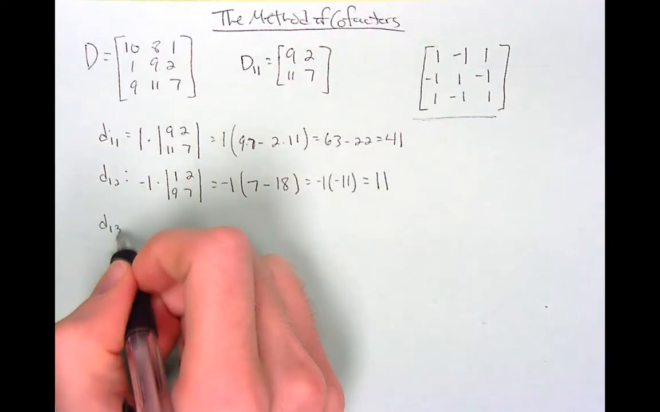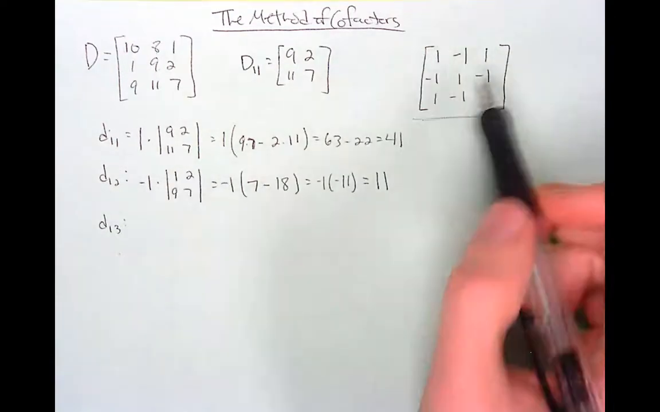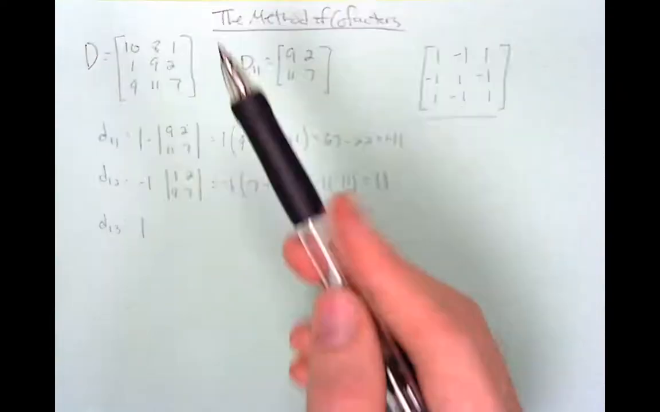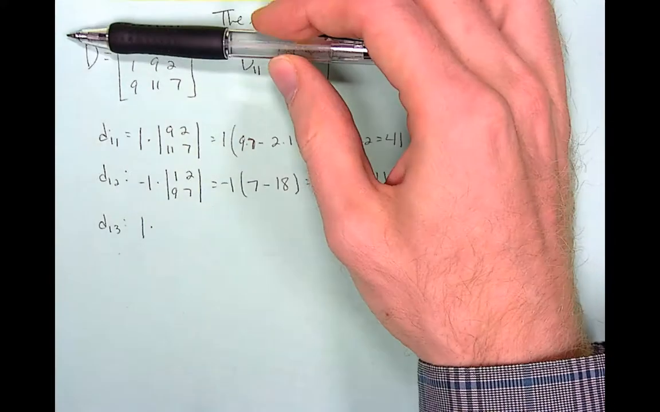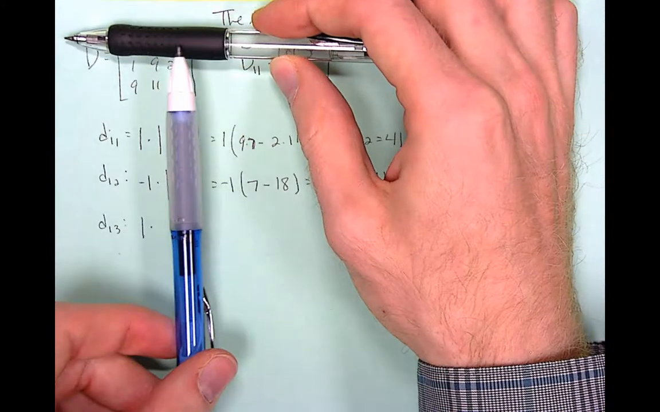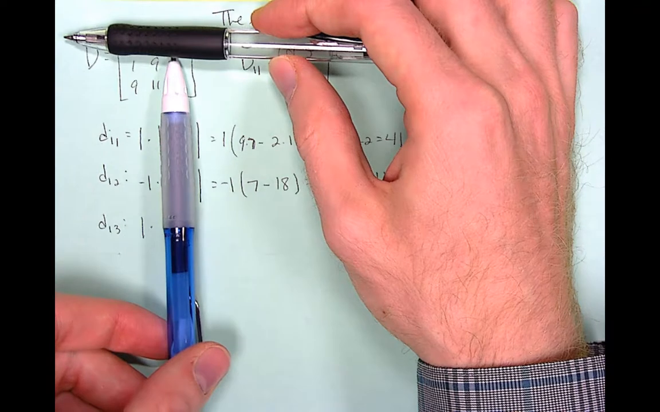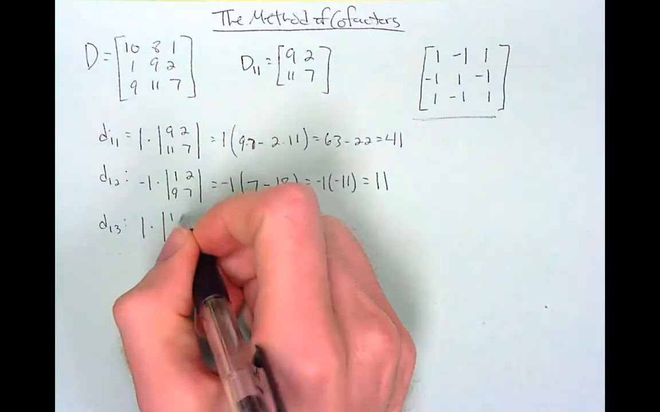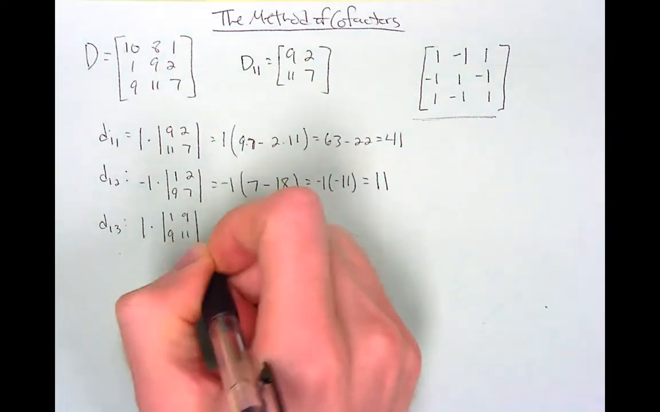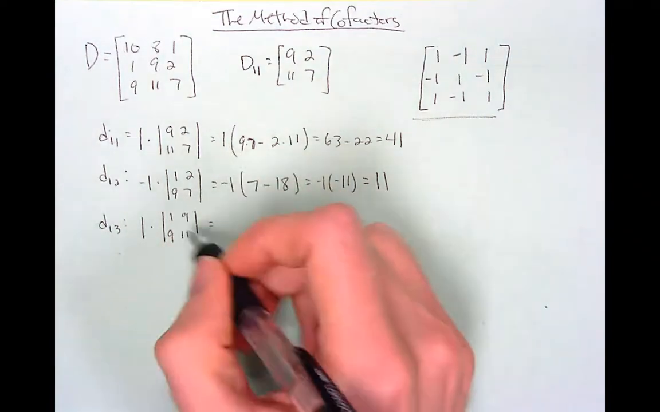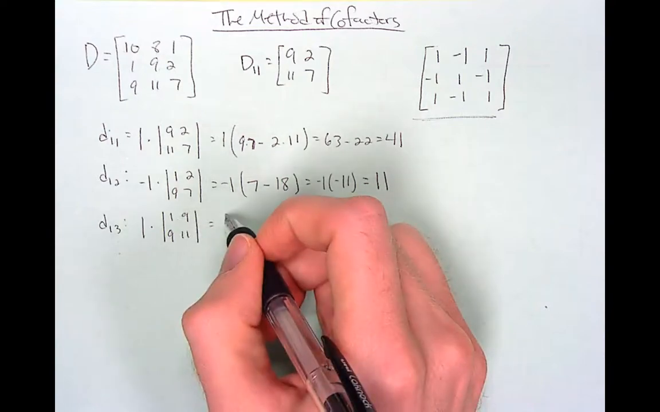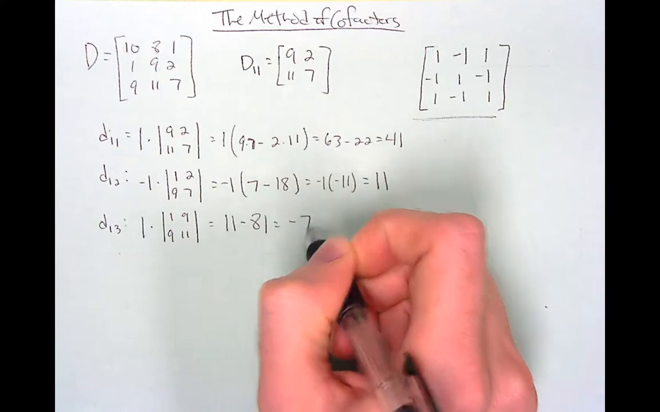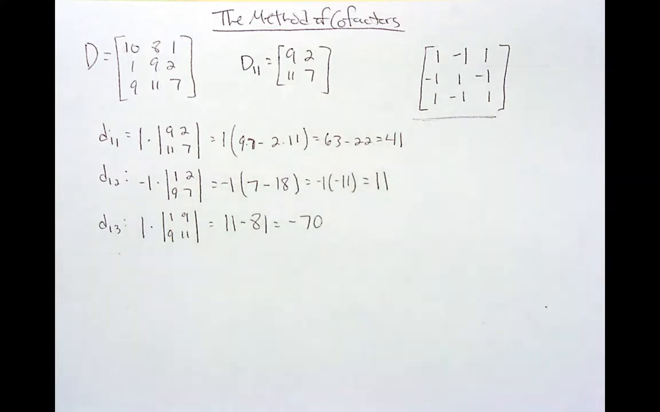Now D sub 1, 3, we're going to multiply 1 times, so the element is 1 here. We're going to eliminate everything in that row and then everything in that column, and the minor for that element is 1, 9, 9, 11. So it's going to be 1 times 11 minus 9 times 9, which is going to give us a negative 70.